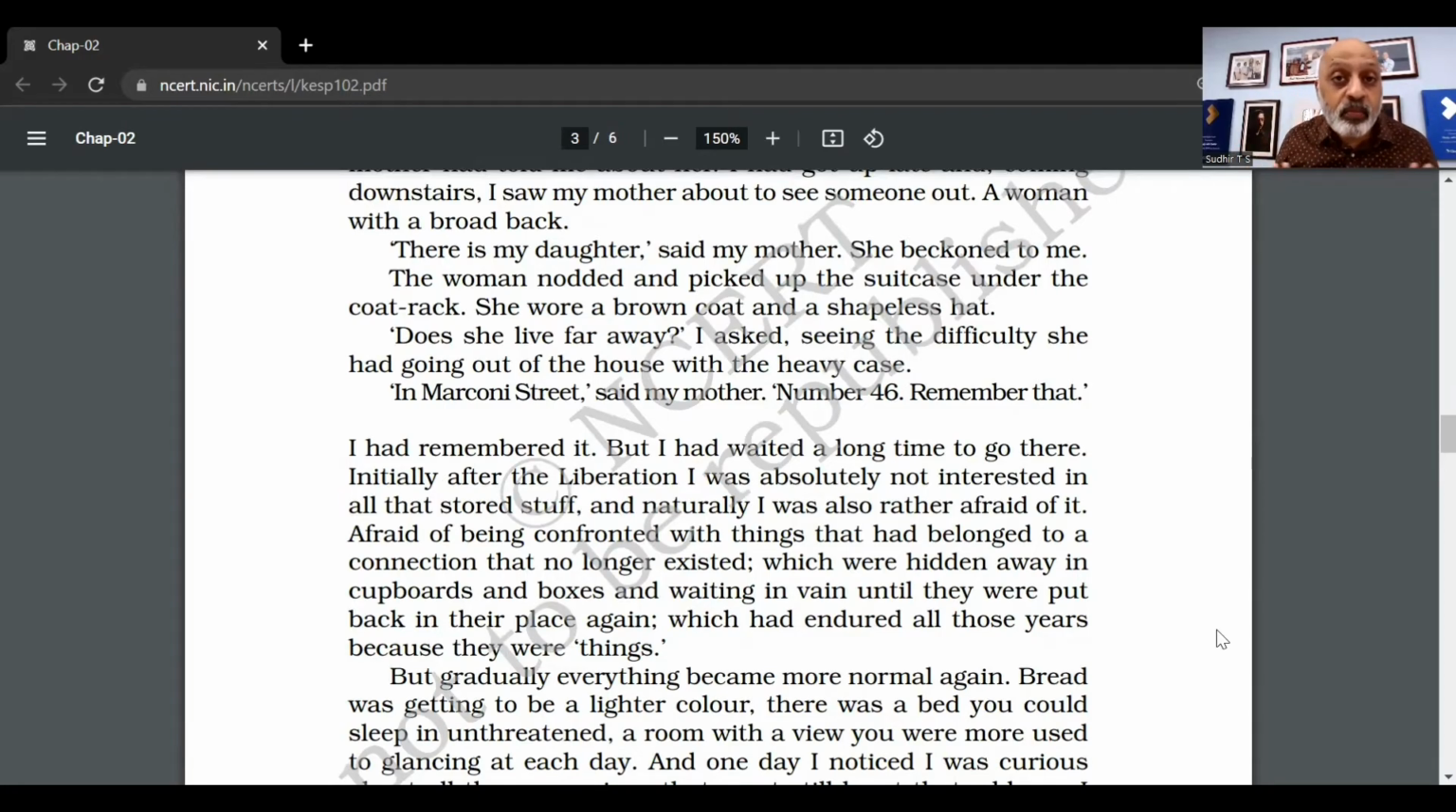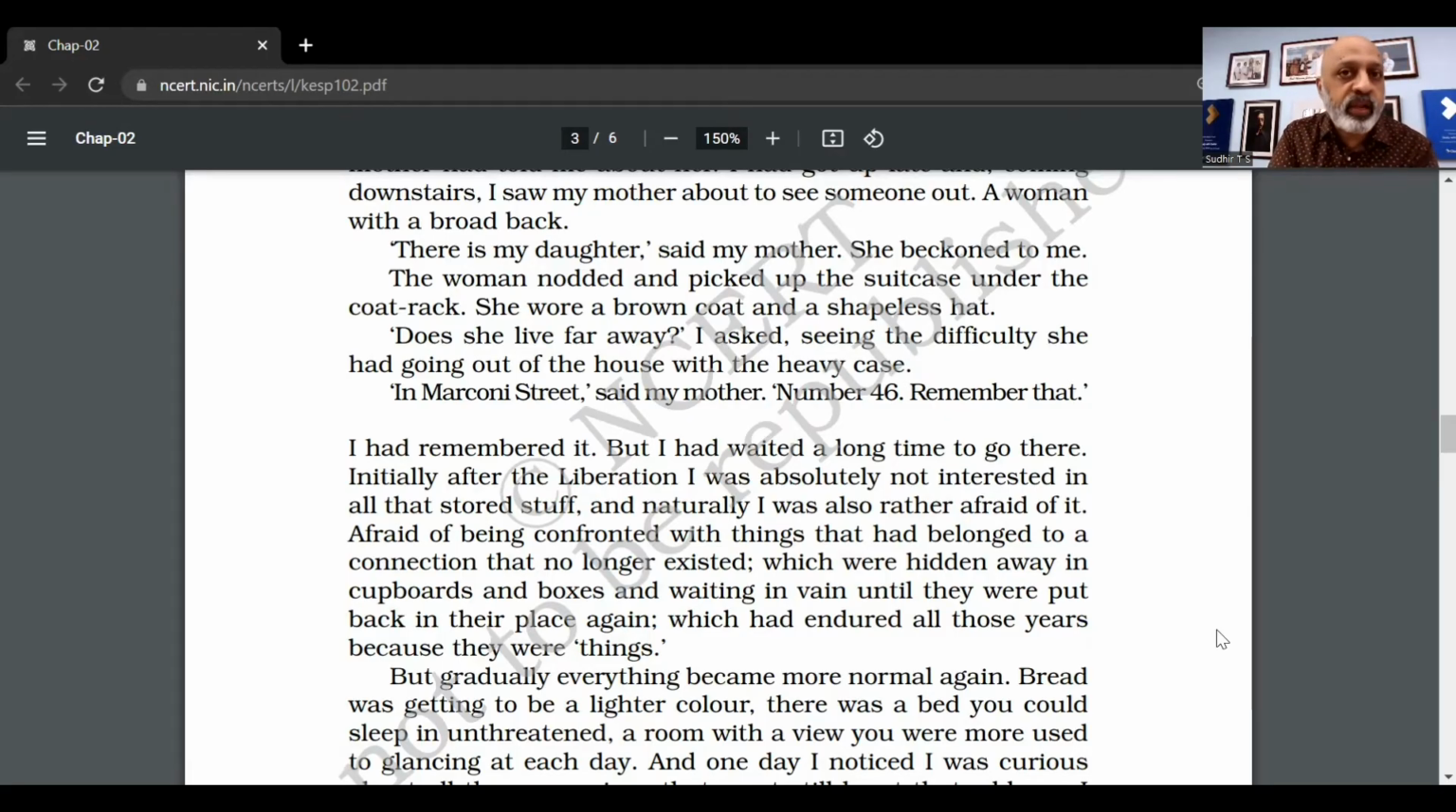You may be asked about the physical appearance and what she wore, so please mark these lines. "Does she live far away?" I asked, seeing the difficulty she had going out of the house with a heavy case. "In Marconi Street," said my mother, "number 46. Remember that." Now, why does the mother tell her about the address?